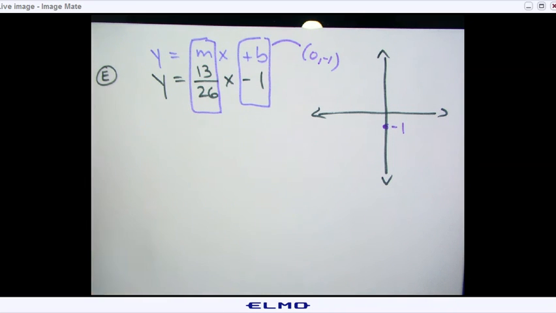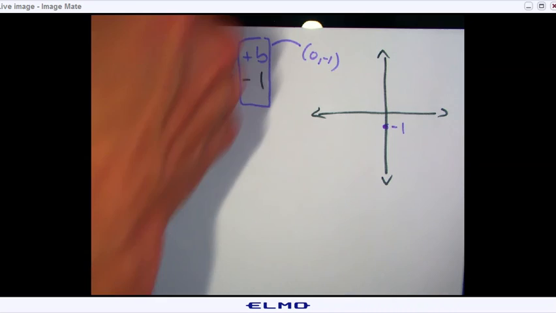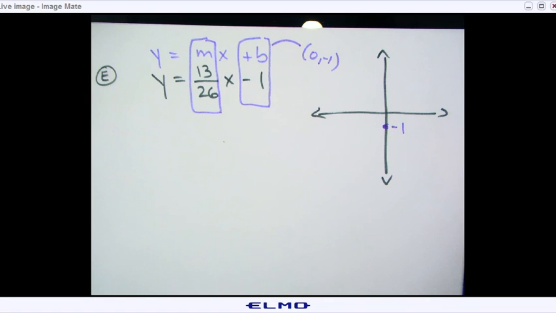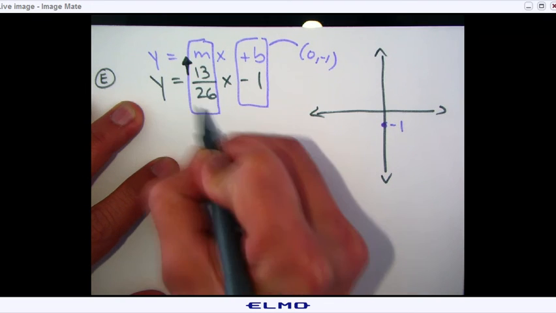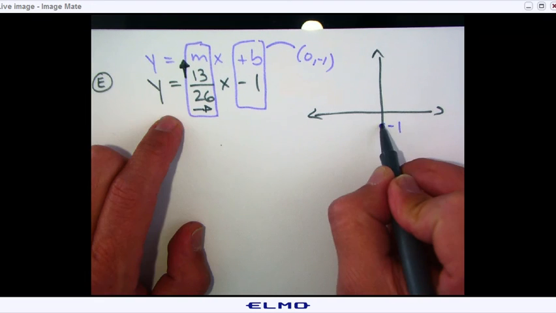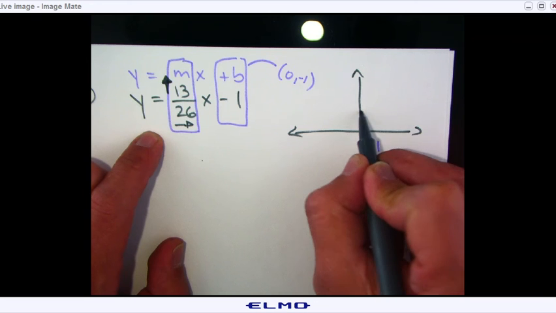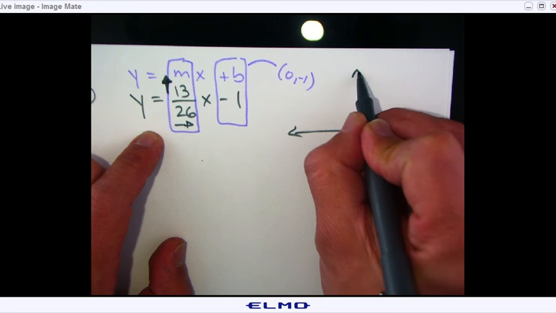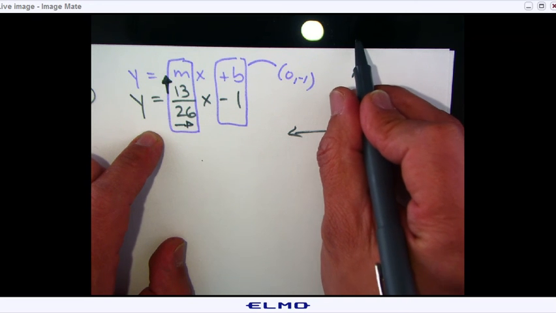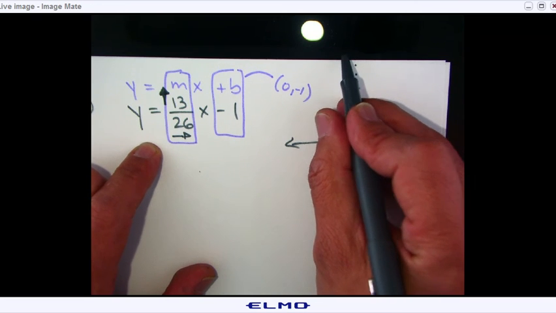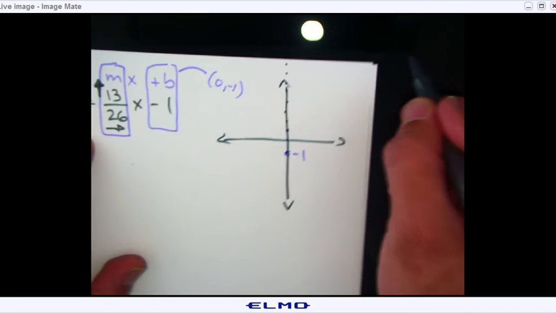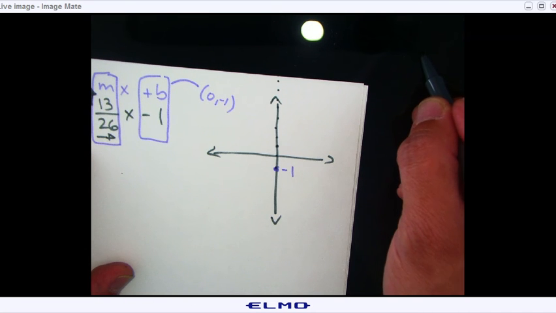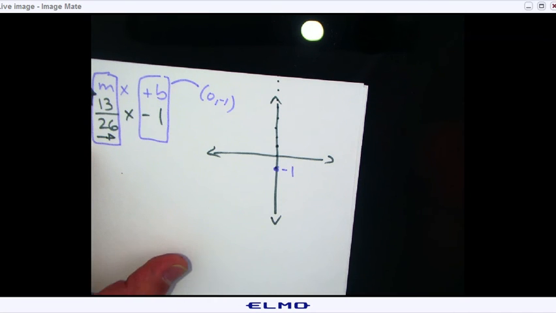And then you have 13 over 26. Because it's positive, you're going to rise, then run. So we're going to do the arrows. Let's go: 1, 2, 3, 4, 5, 6, 7, 8, 9, 10, 11. Now it's going out of the graph grid. 26: 1, 2, 3, 4, 5, 6, 7, 8, 9. It's going to be all the way over here. You can't graph it. What do we do?